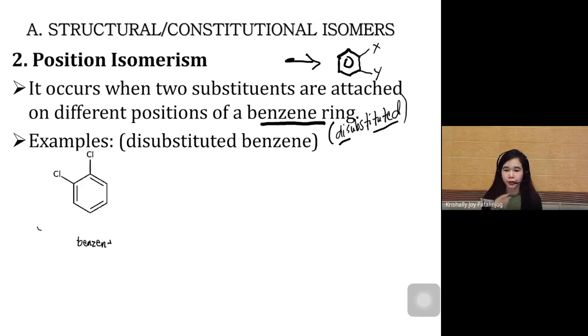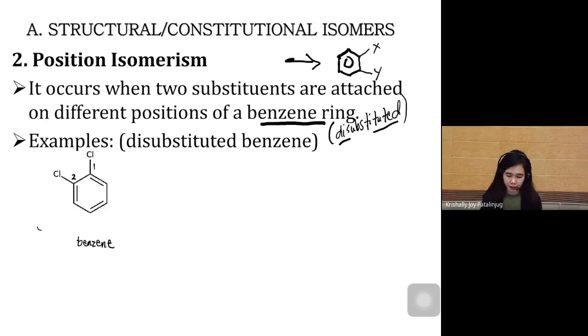Once you have the parent chain, you number it, right? You number that chain, so you choose a point of attachment here. Now in this case, because the attached substituents are the same, you can start at carbon 1 or 2. So it is the same either way. They are both chloro.